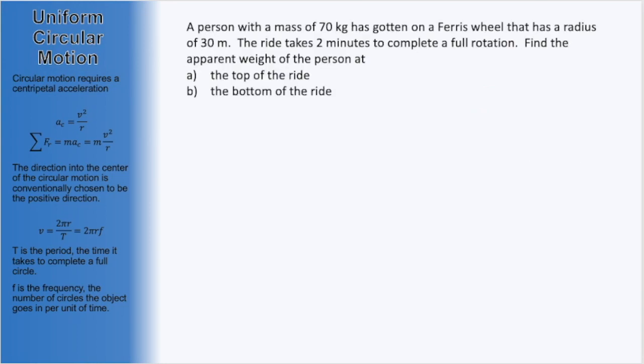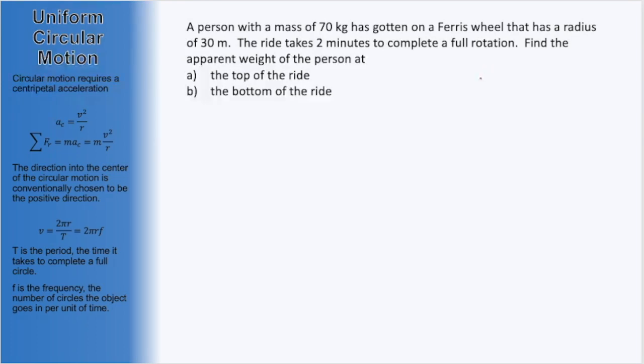Now let's take a look at a vertical circle problem. A person with a mass of 70 kilograms has gotten on a Ferris wheel that has a radius of 30 meters. The ride takes 2 minutes to complete a full rotation. Find the apparent weight of the person at A, the top of the ride, and B, at the bottom of the ride.